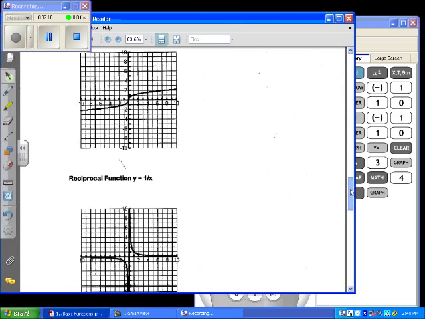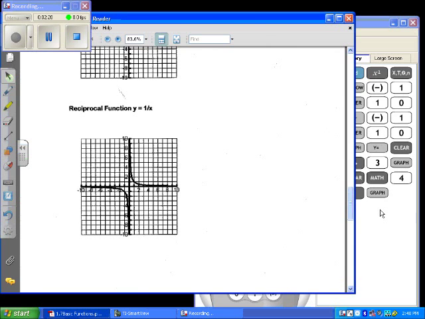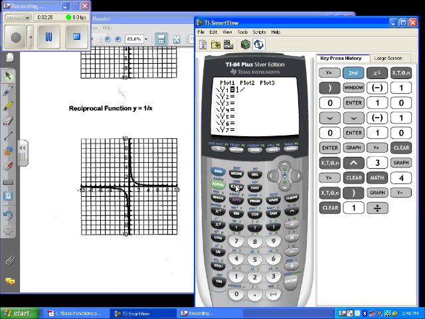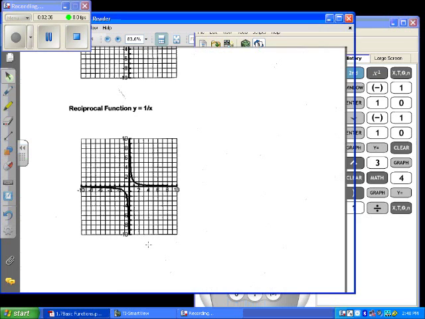The reciprocal function, that one's not too hard to put in, but let's just show you just to make sure you know how to do it. I'm going to put in 1 divided by x. And that will graph that function. Okay, let's go on to the next one.